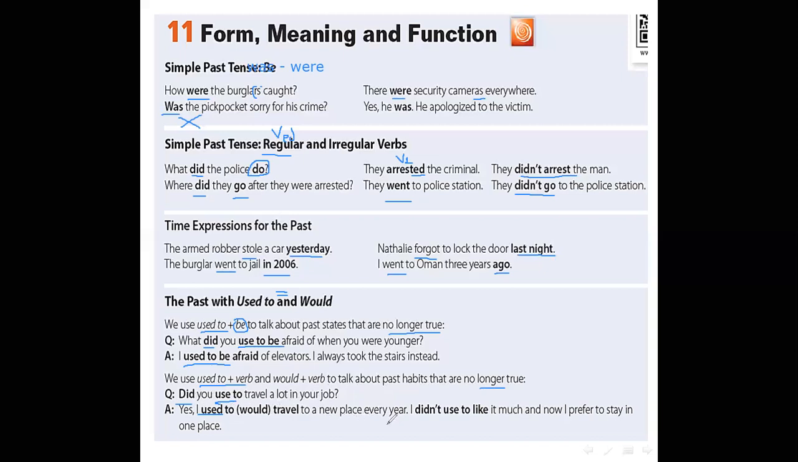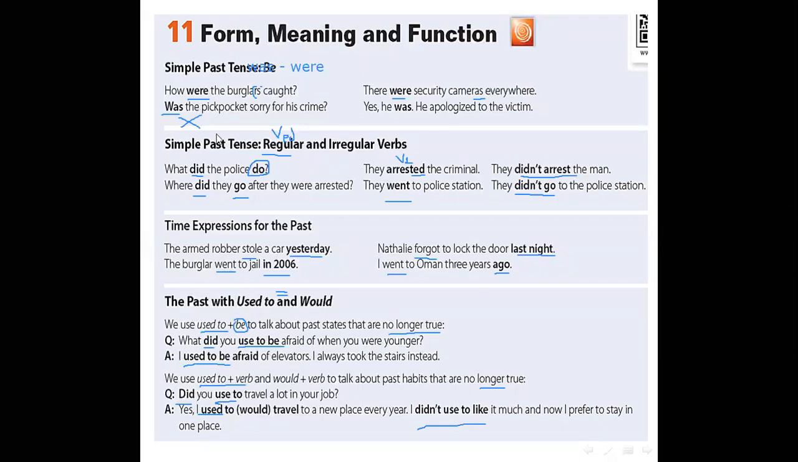What about the negative? I didn't use to. I didn't use to like it much, and now I prefer to stay in one place. Okay? Can you answer a question about past simple tense now?